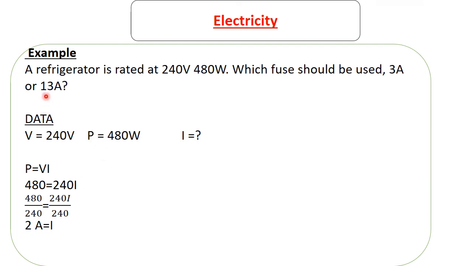So which one should we choose, 13 amps or 3 amps? If we choose 13 amps, it is too large. It can allow an abnormally large current to flow and therefore destroy our refrigerator. But a 3 amp fuse is slightly bigger than the 2 amps, so we'll choose the 3 amps. So this is how to do fuse rating.